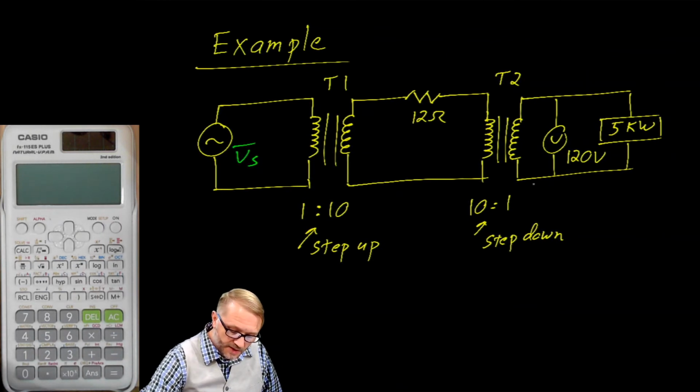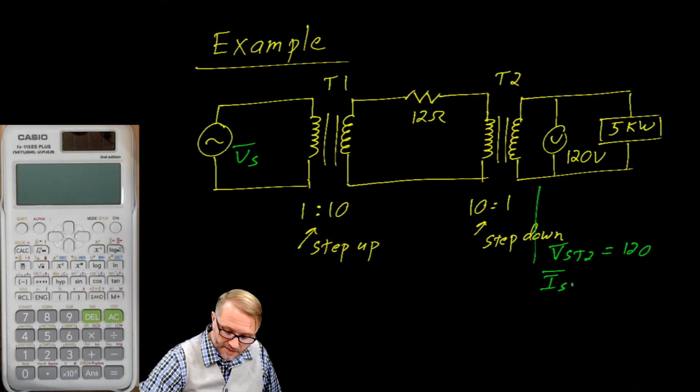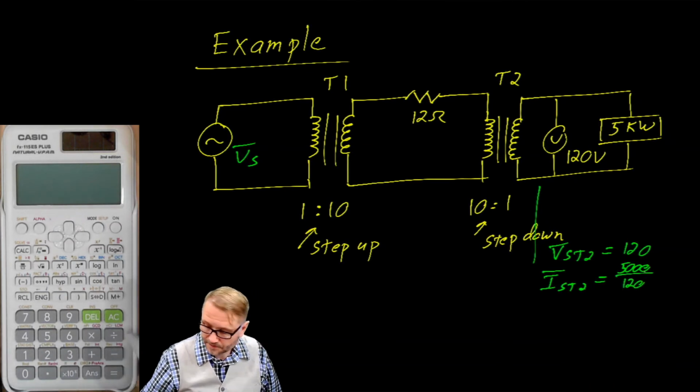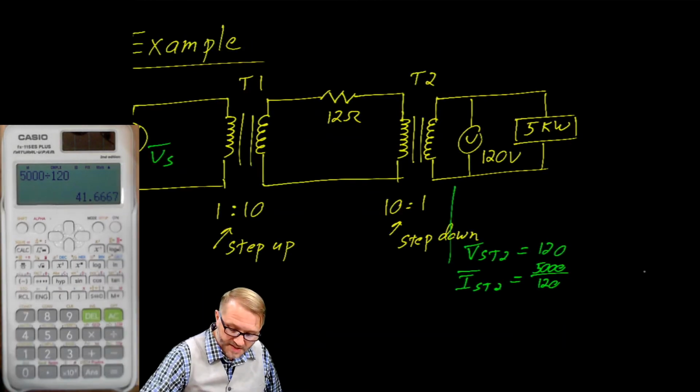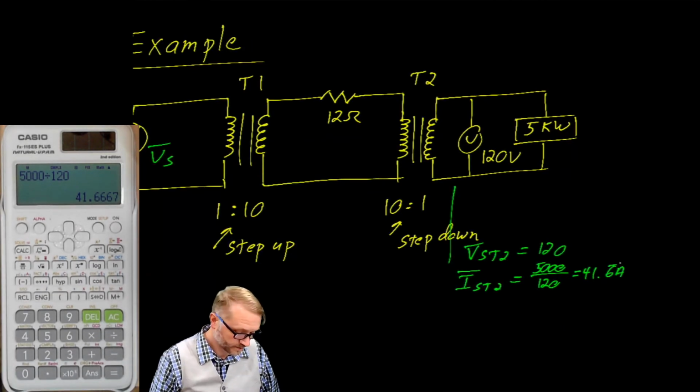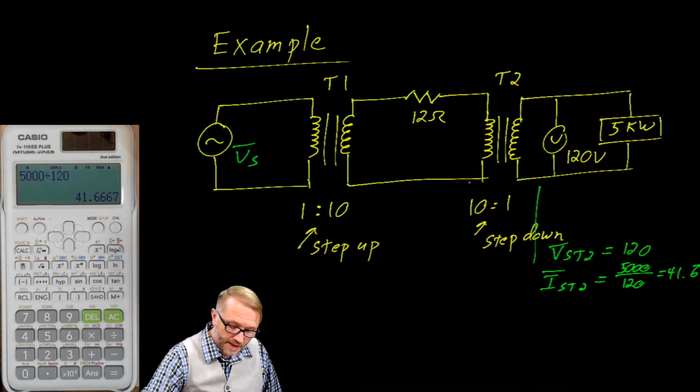The first thing that you can calculate is right here. Well, you're given the first thing. You know the voltage on the secondary of T2 is 120 volts. You can easily calculate the current on the secondary of T2, as that would be 5,000 divided by 120, which is 41.6 amps.